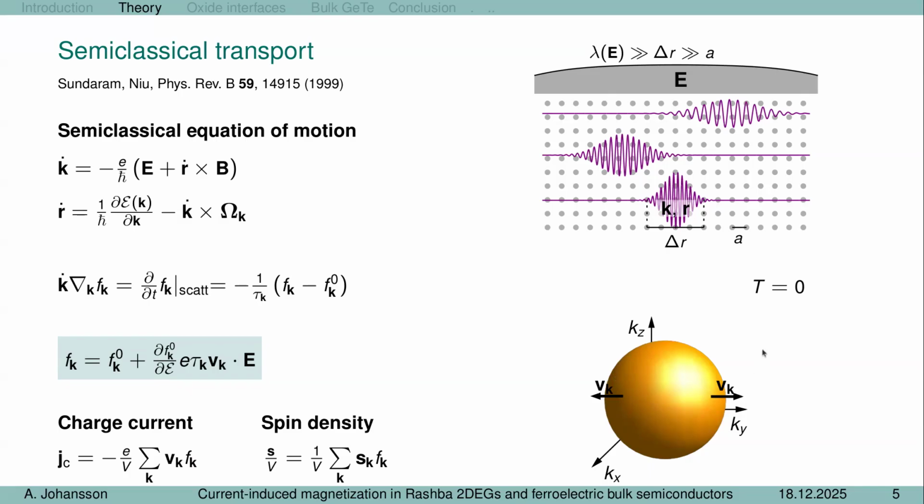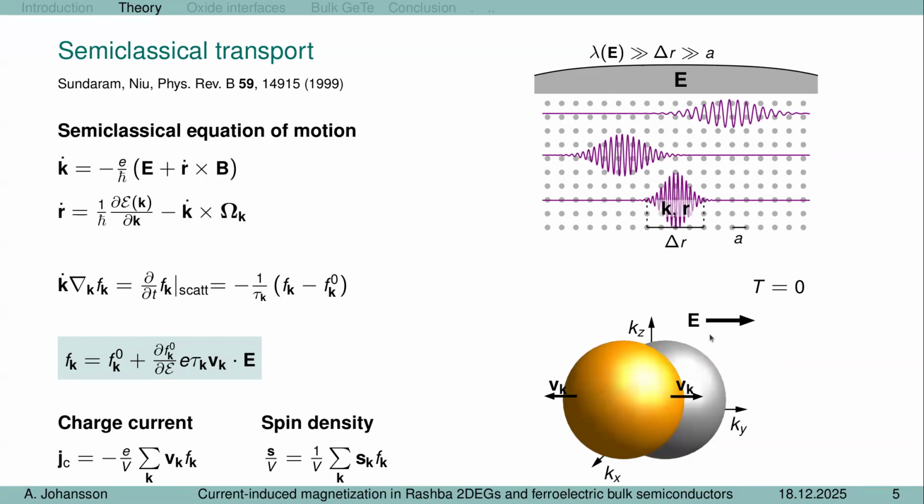But now we apply an electric field. This leads to a reoccupation of states. We have more states occupied here and here, meaning that we have more states moving to the left and to the right. And this gives us a finite charge current in the direction of the electric field. And this reoccupation of states is often illustrated like here, like a shift of the whole Fermi sphere.